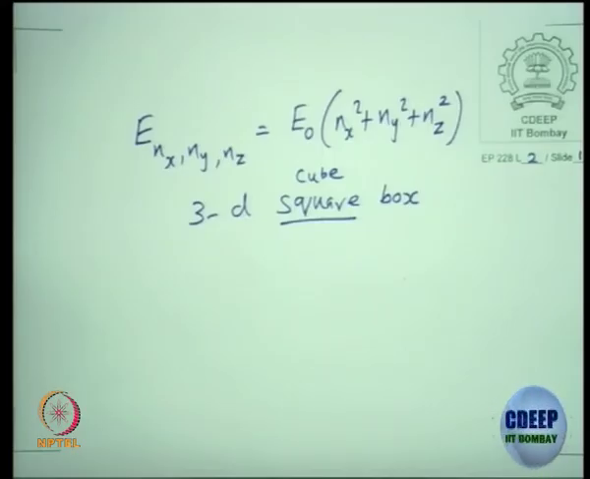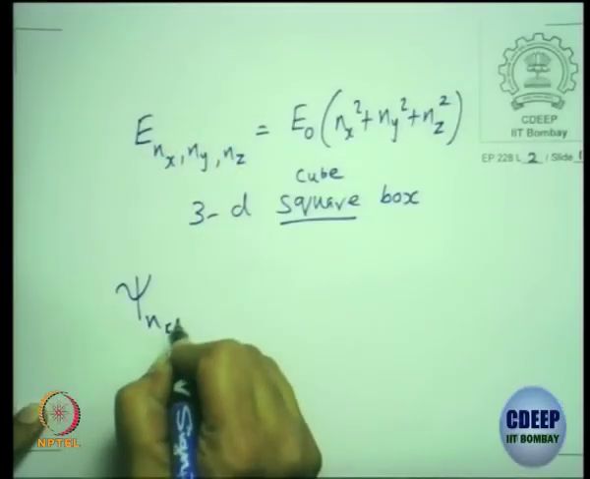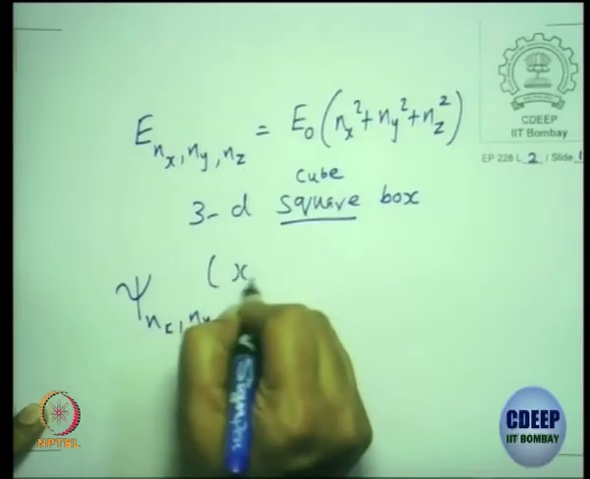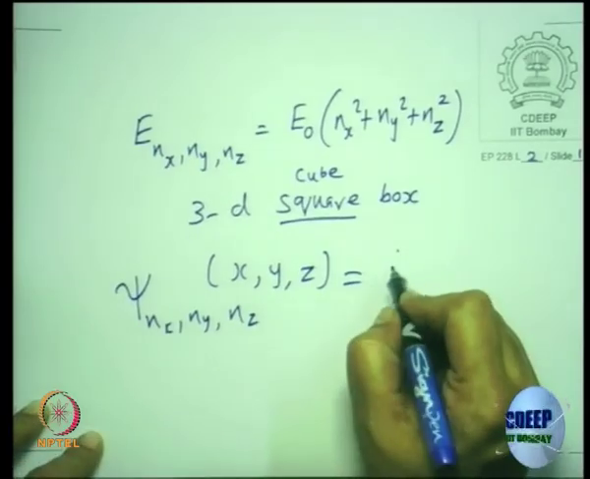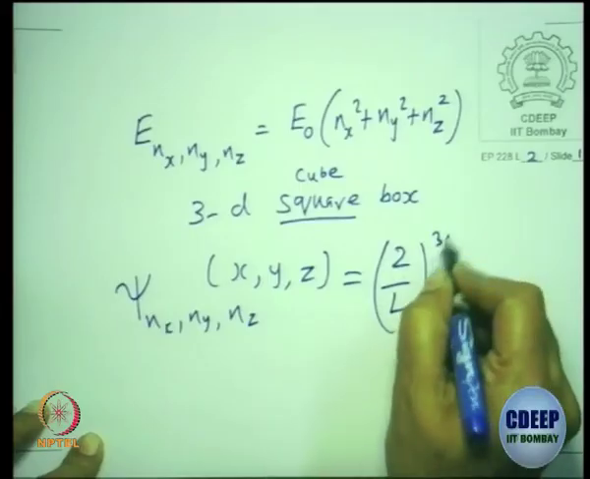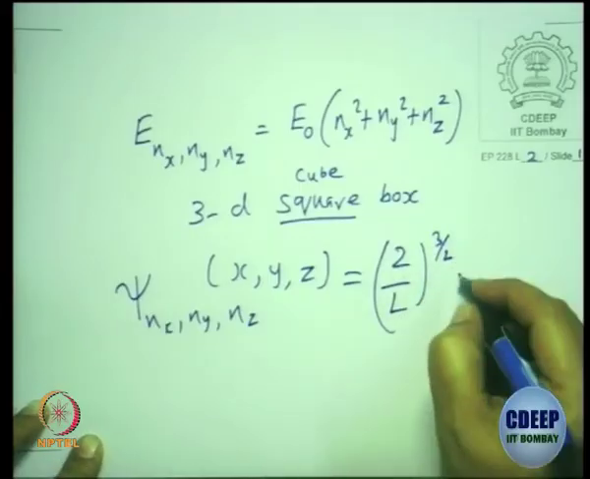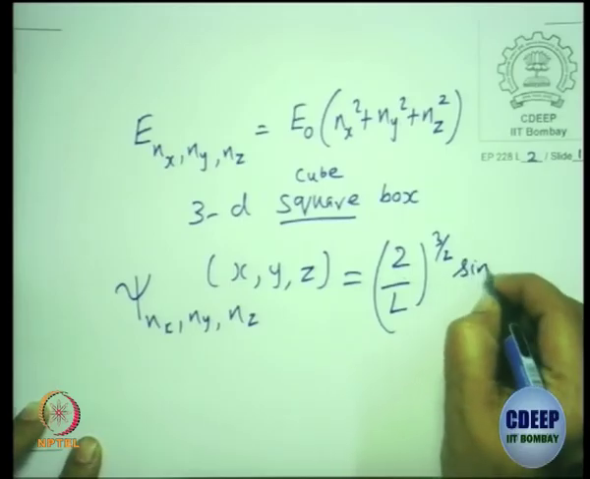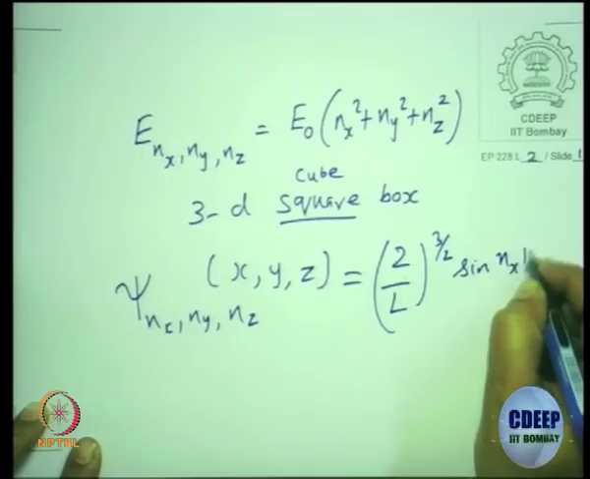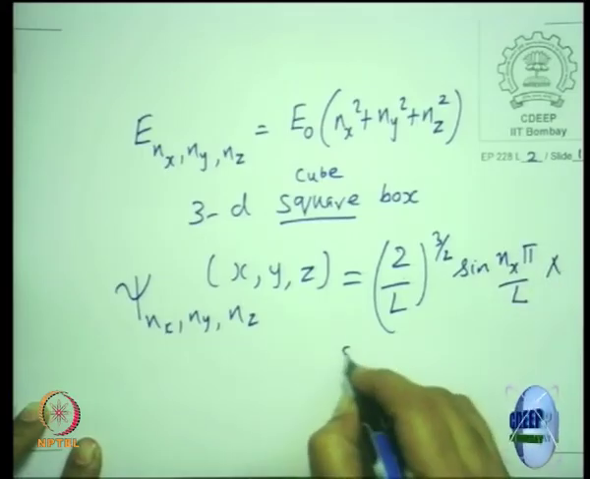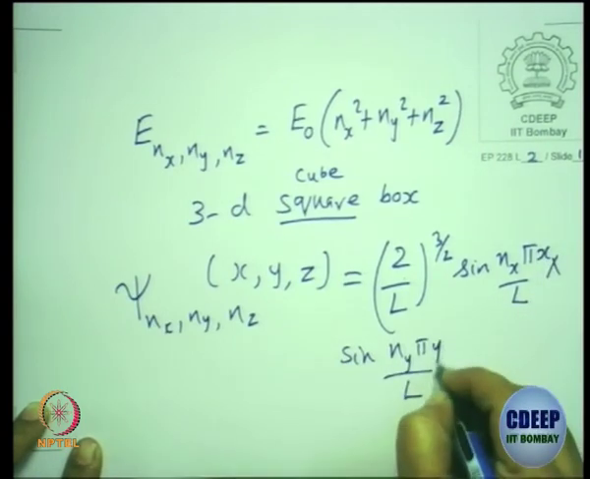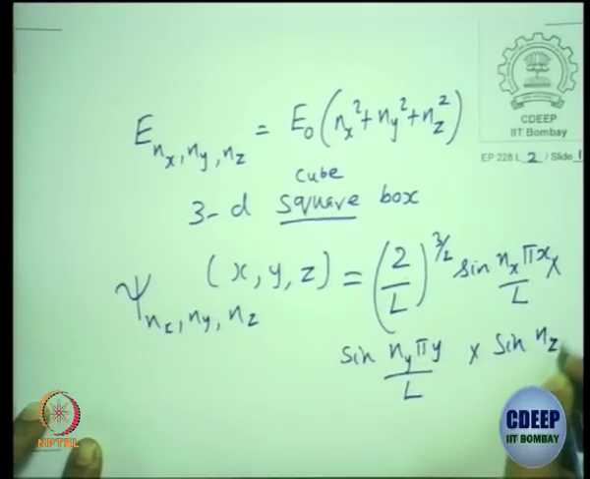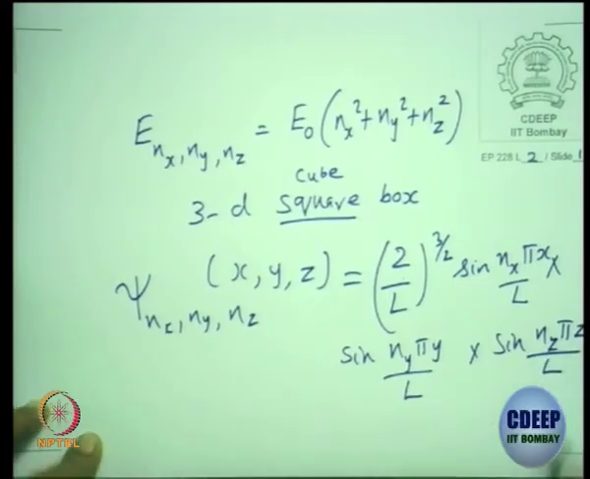You can again work out degeneracies here, and you can also write what is the wave function psi of x, y, z to be 2 by L to the power of 3 by 2 multiplied by sine nx pi x by L multiplied by sine ny pi y by L, and then sine nz pi z by L. Is that okay?